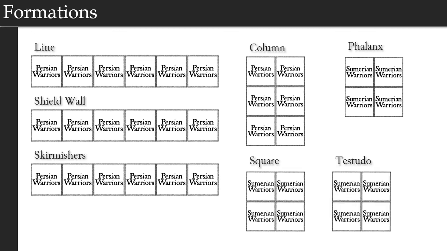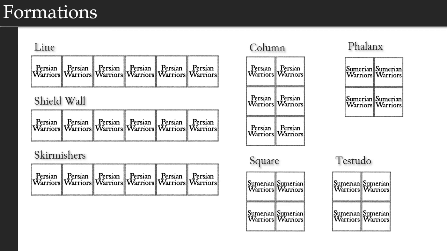The final formation is the testudo. This is similar to the shield wall, though in addition to having just the wall in front of them, the soldiers are also placing their shields overhead. So this is really a formation that you would use to protect yourself against missile fire.